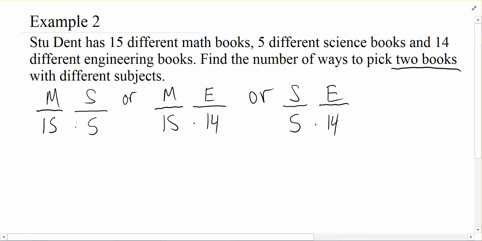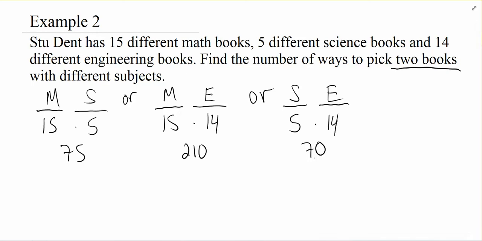So if we use our counting principle here, then it looks like the number of ways that we can have a math and a science, if we multiply 15 and 5 together, we get 75. Or we could have a math and an engineering, and so 15 times 14 would get us 210. Or we could have a science and an engineering, which gets us 70. Then we've got to look at those three numbers. Now, these aren't independent in the sense that we're going to multiply these together, because we're not going to have math, science, and math and engineering.